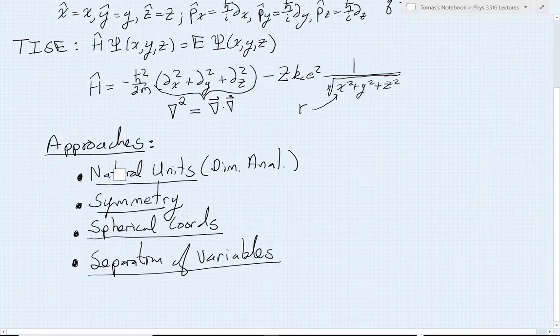So the natural units are something we can do at any time. Spherical coordinates are really a reflection of the fact that we have this rotational symmetry in our system. And also the separation of variables is going to be aided by looking at the symmetry. So the first thing I think we really would want to look at is to try to really think through the implication of symmetries for this particular problem.